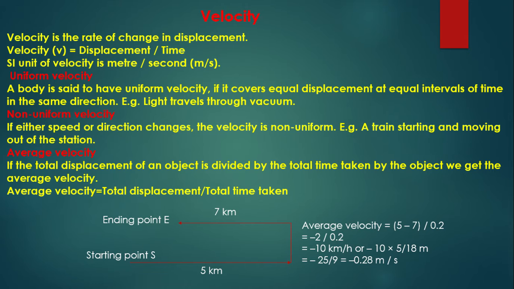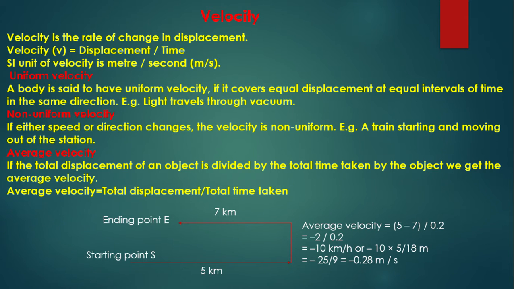Velocity. Velocity is the rate of change in displacement. Velocity equals displacement per time. The SI unit of velocity is meter per second. Uniform velocity: a body is said to have uniform velocity if it covers equal displacement at equal intervals of time in the same direction. Example, light travels through vacuum. Non-uniform velocity: if either speed or direction changes, the velocity is non-uniform. Example, a train starting and moving out of a station.